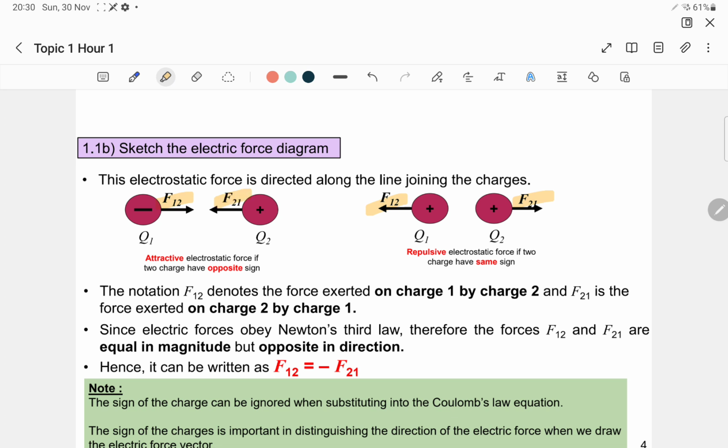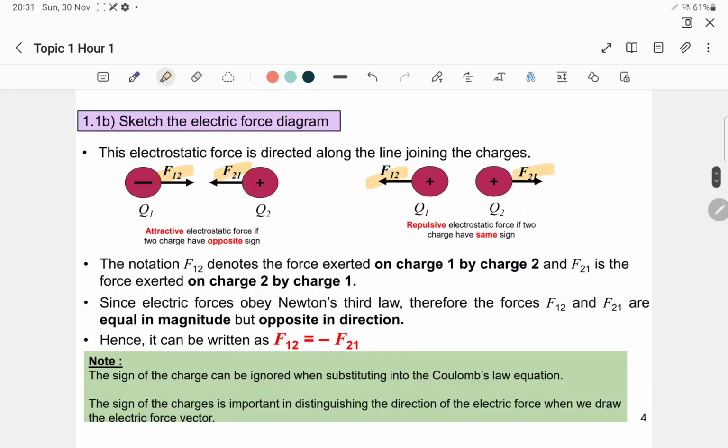Whenever we are doing calculation, you must have a reference charge. For example, let's say we have Q1. F12 means the force exerted on charge 1 by charge 2. Charge 2 is positive, so it will attract charge 1, so F12 will be moving toward the right. And the other way around: over here, 1 is positive and the other negative, so it will attract.